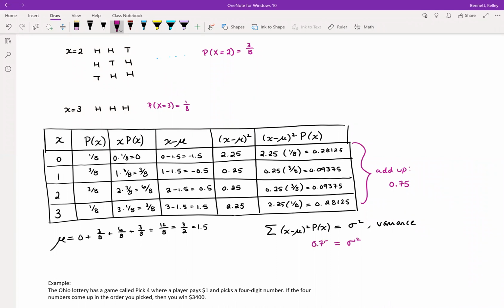And then all I do to get the standard deviation is just take the square root of that. So the square root of 0.75 is 0.866. Right, so we've got our variance, we've got our standard deviation.